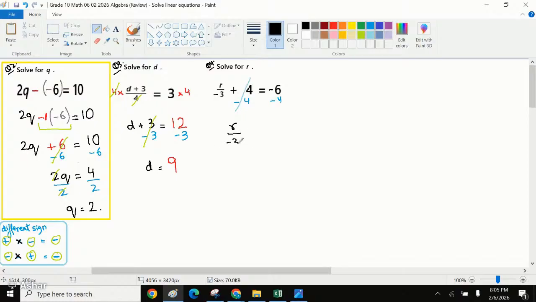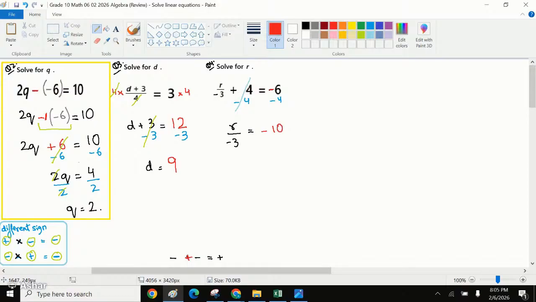R is divided by a negative 3. And what is negative and negative? When a negative number is added to a negative number, the result is negative, right? This is the rule that we know. We add the numbers together, but we keep the sign of the larger number. The sign of the larger number was negative. So this becomes negative 10.